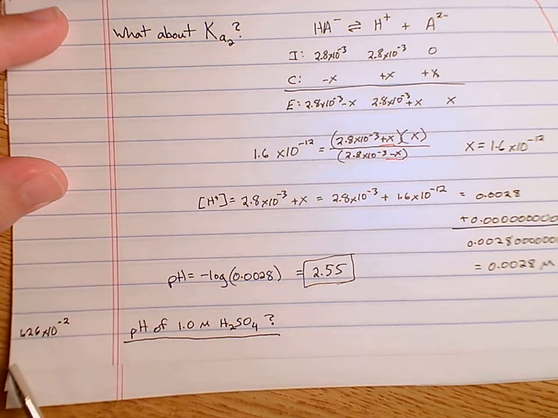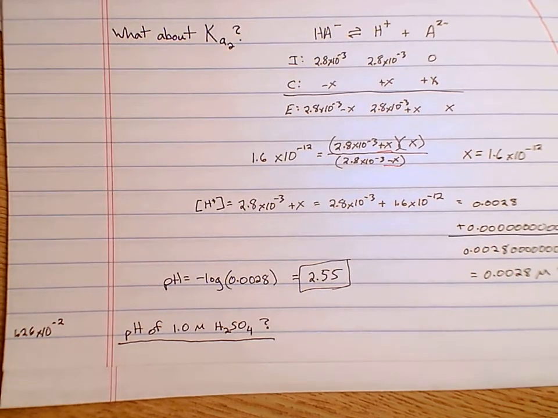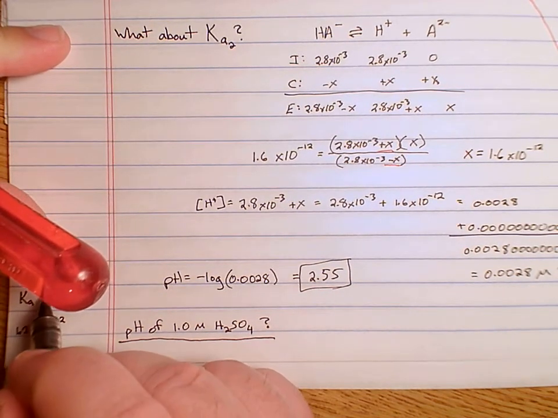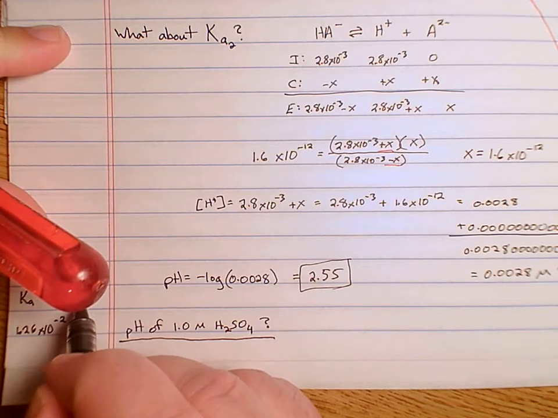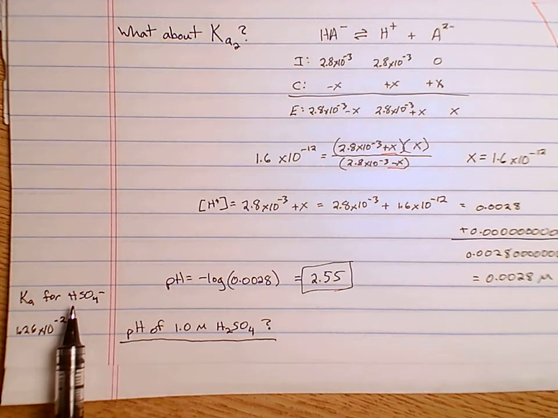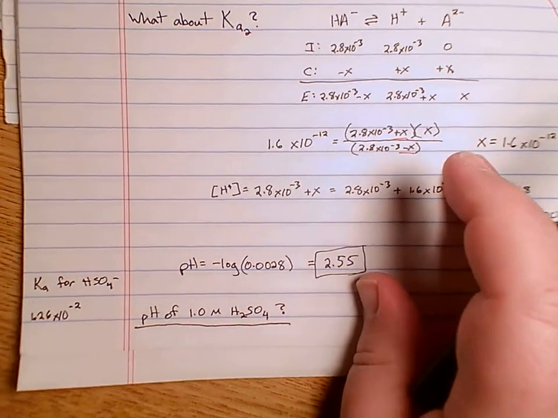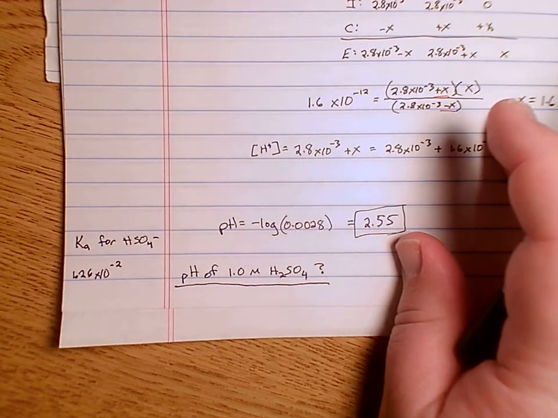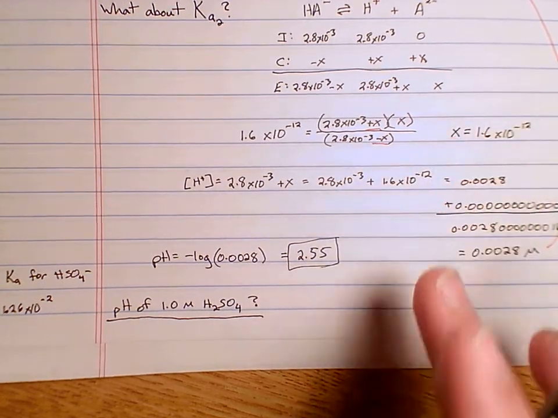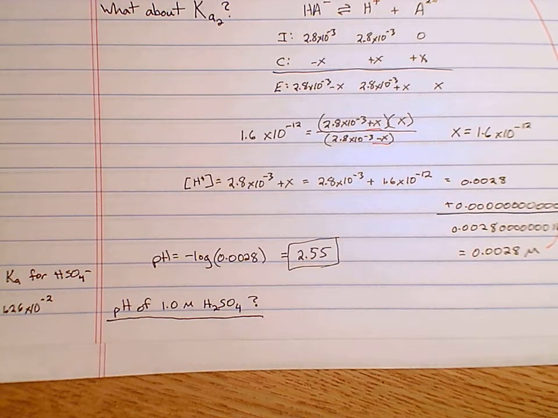Note, if you're interested, the Ka for HSO4 minus, the Ka value for getting rid of this proton of HSO4 minus is 6.26 times 10 to the minus second. So then what is the pH of 1 molar H2SO4? Work that out. What did you get?